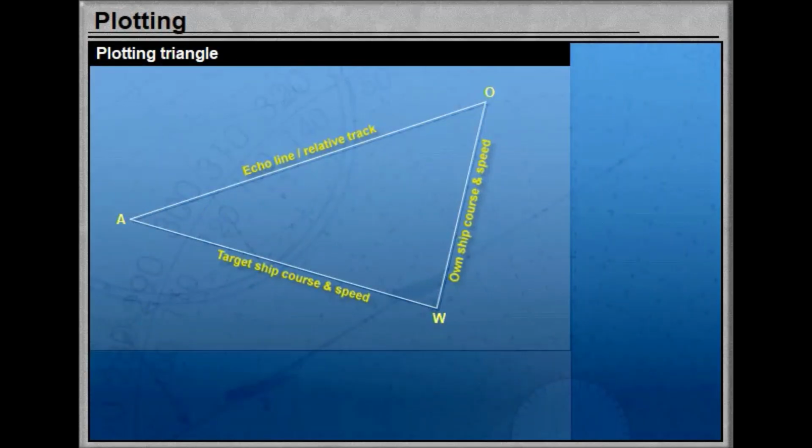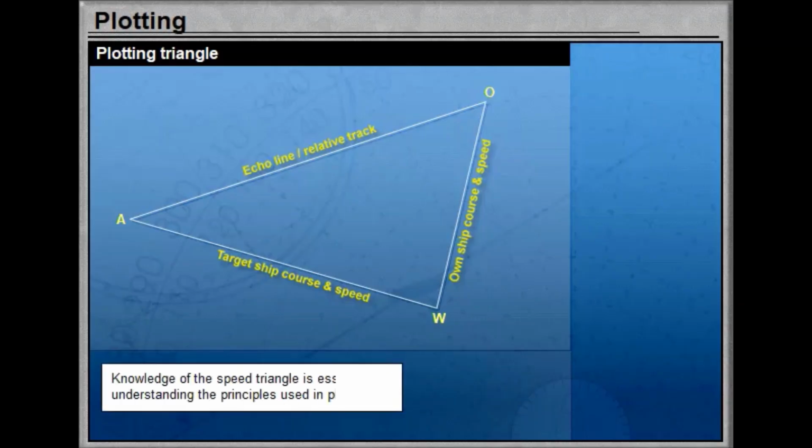Course and speed triangle is the triangle obtained by plotting own ship's course and speed and a target's course and speed, starting from the same point. The third side of the triangle provides the relative movement direction. Knowledge of the speed triangle is essential for understanding the principles used in plotting.